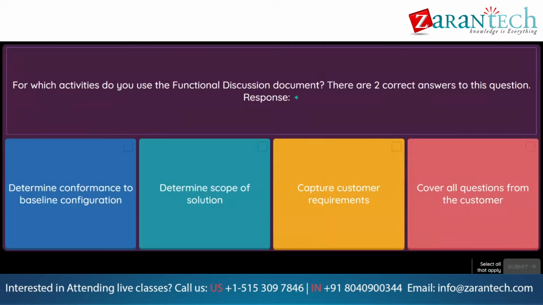Question: For which activities do you use the functional discussion document? There are 2 correct answers to this question. Response: Option 1 Determine conformance to baseline configuration. Option 2 Determine scope of solution. Option 3 Capture customer requirements. Option 4 Cover all questions from the customer.